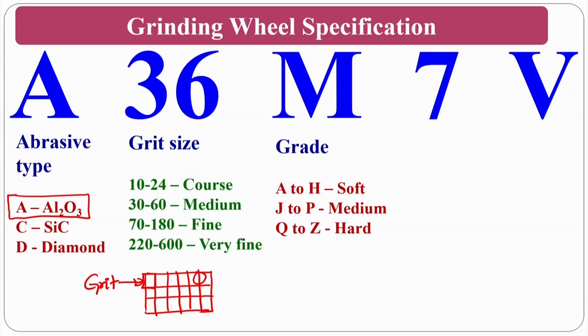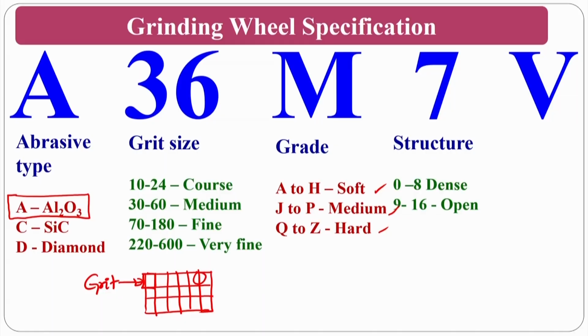M refers to the grade. Grade A to H is a soft grade, J to P is a medium grade, and beyond that is hard grade. Grade means how firmly you are holding the abrasive particle. Okay. Soft grade means it is held softly. Hard grade means the abrasive particles are held by the bonding material very firmly.